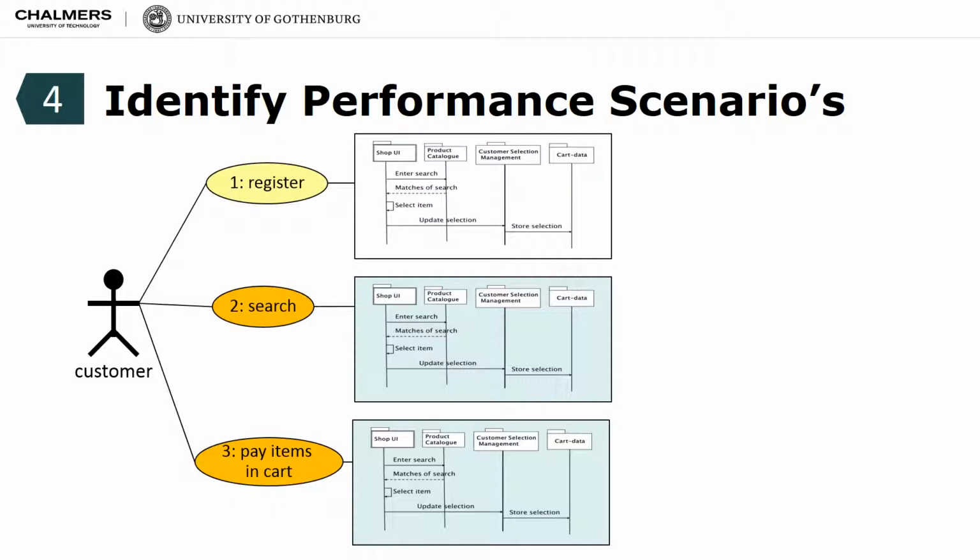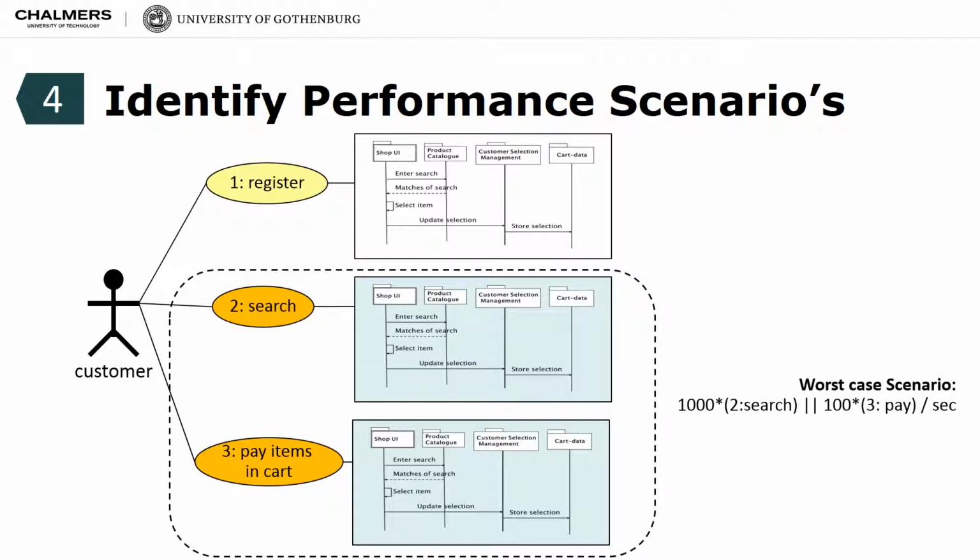We represent scenarios by a combination of sequence diagrams. Again, you can see how we reuse the diagrams that we made in a performance analysis. In the example, we elaborate the use cases register, search, and pay items in cart by means of sequence diagrams. Next, we move from a use case perspective to a systems perspective. We do this by estimating how many sequences of which type happen simultaneously. In our example, we may consider as a worst case scenario that 1,000 search actions may happen simultaneously with 100 pay actions in 1 second.